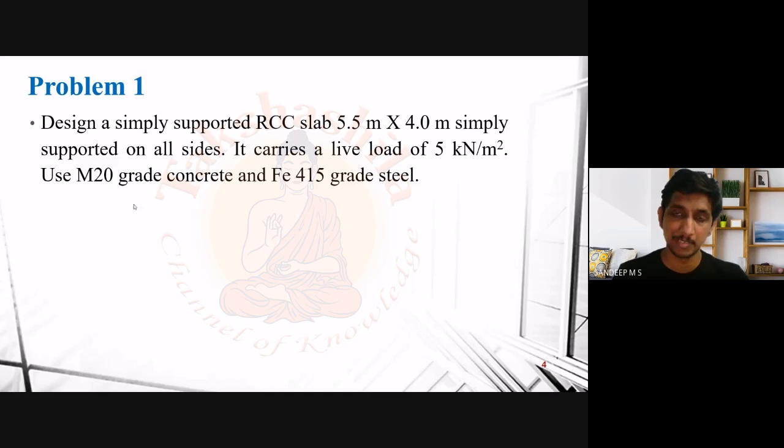Any idea for anyone? So earlier we used to use M15 and other grades, but now the code restricts us to use a minimum of M20 grade concrete for structural purpose. So please keep this in mind. We have to at least use M20 grade concrete. We cannot go with a grade which is below M20.